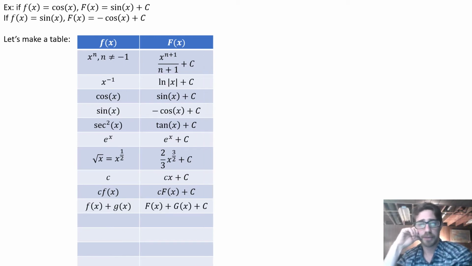Same thing with the sum and difference rule. If I give you a sum of two functions like a polynomial, you just differentiate by going term by term and doing the derivatives of the individual terms. So you do the same exact thing with antiderivatives. That should make sense, right?